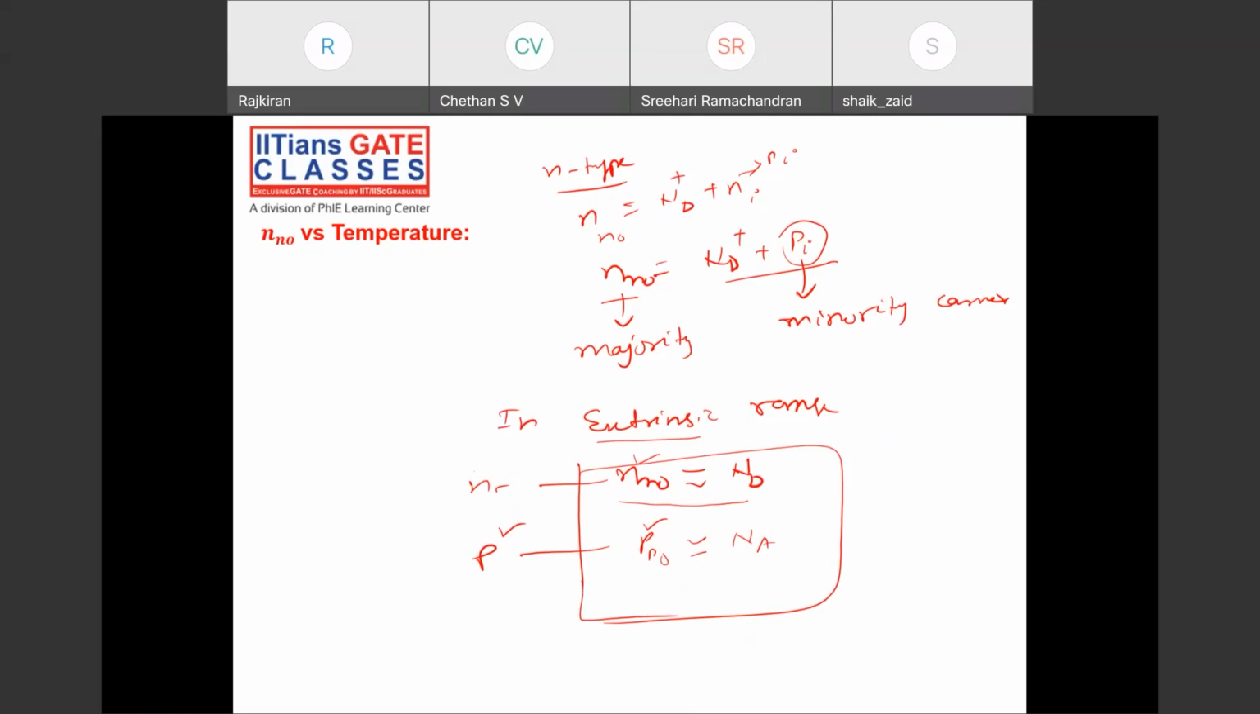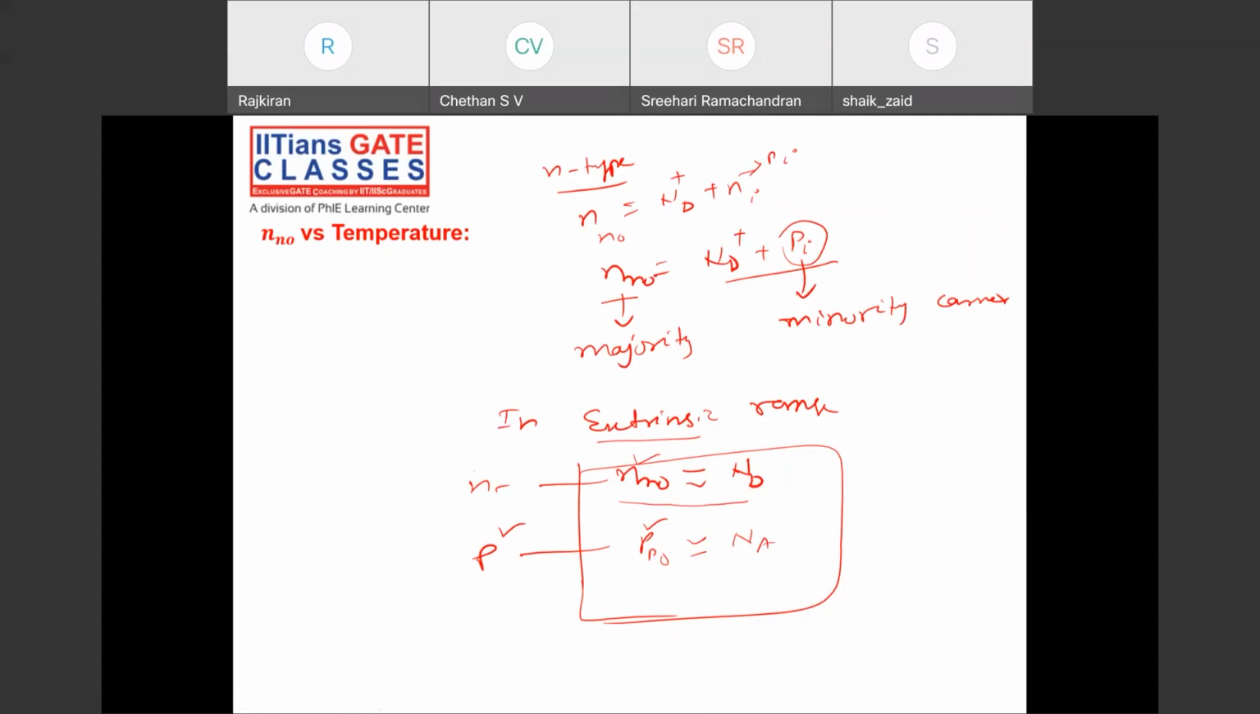So see how quickly we covered the bond model. Last time we took a lot of time, right? So next class also we will very quickly cover the band model. Then we will complete the extrinsic semiconductor. So all of you got the idea? What is an extrinsic semiconductor?